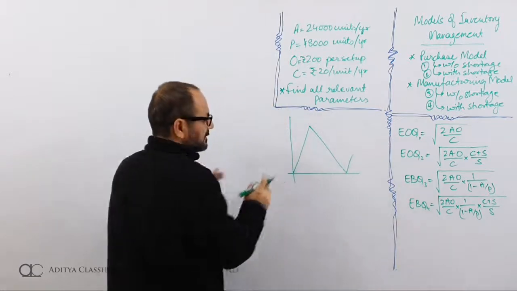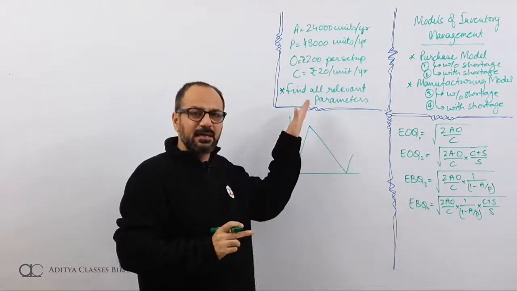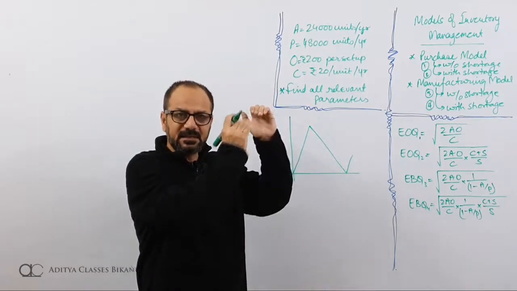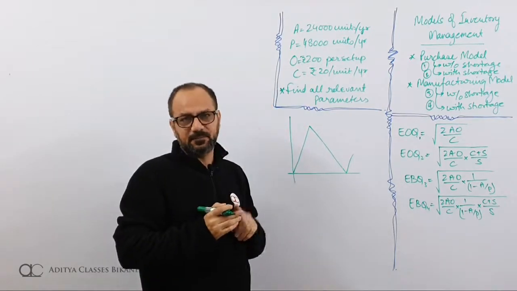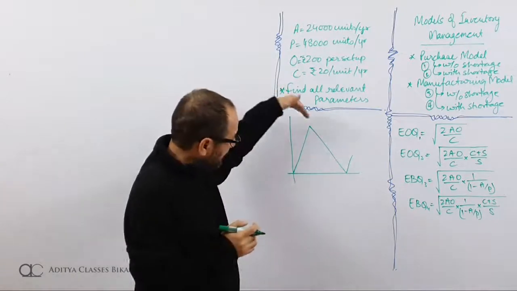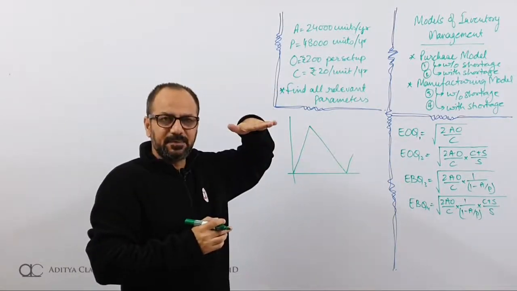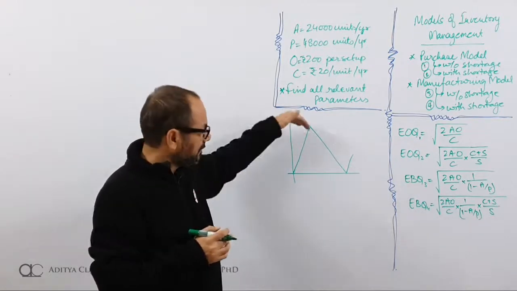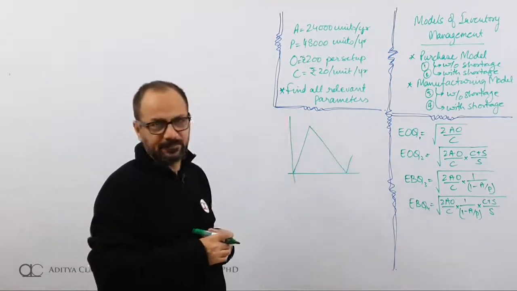They do not get instantaneous replenishment; rather, they climb with some rate. They increase. And what is the rate of increase? It is P minus A, if you remember the previous lectures. And then they start going down. After they have reached a particular inventory level, they start going down with the rate of A.